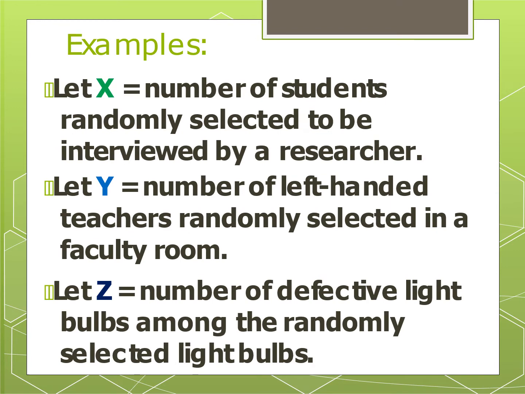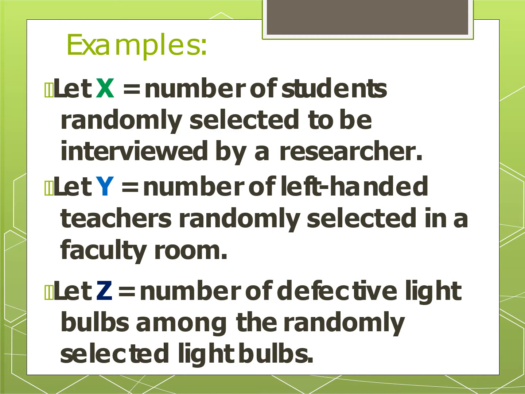Here are the following examples of discrete random variables. Let's take the first one. Let X be the number of students randomly selected to be interviewed by a researcher. So this is a discrete random variable because its possible values can be 0, 1, 2, and so on.